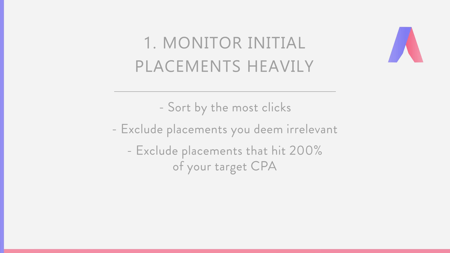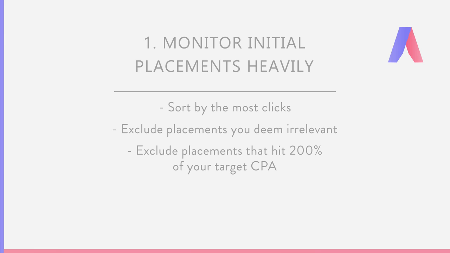Now, after traffic is coming in and you start spending some money, you're going to start to see some placements that are hitting like 200% of your target CPA. So if your target CPA is $40 and you see a placement that's coming in at $80, go ahead and exclude it.